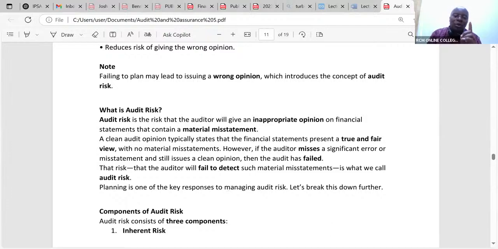So, ladies and gentlemen, I would want to see whether you guys are following. In your own words, if you're told to describe audit risk, what will you be able to tell us is audit risk? I'm waiting for you to type there in your own words. If you are asked in an exam to describe what audit risk is, what will you tell us audit risk is?